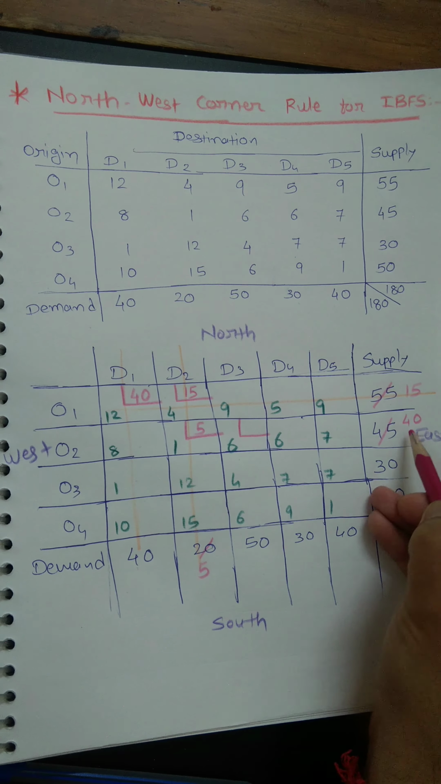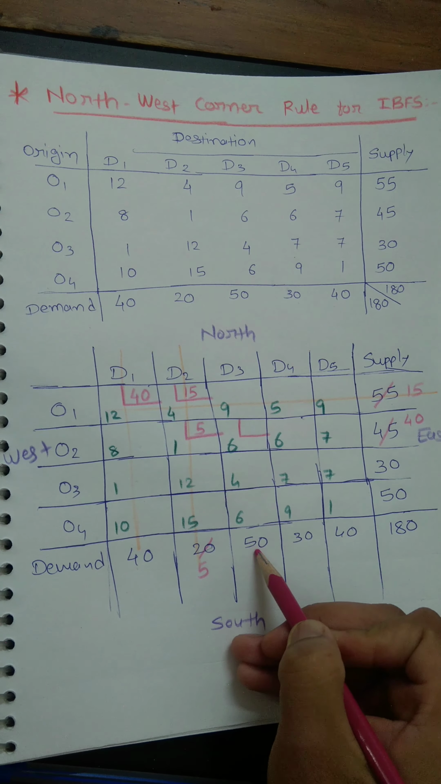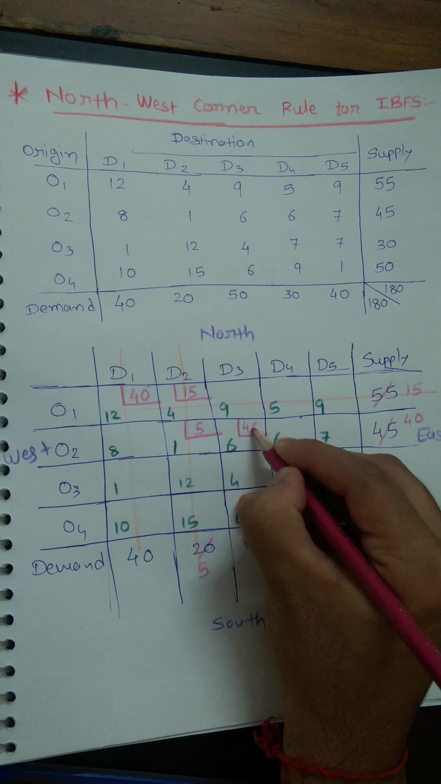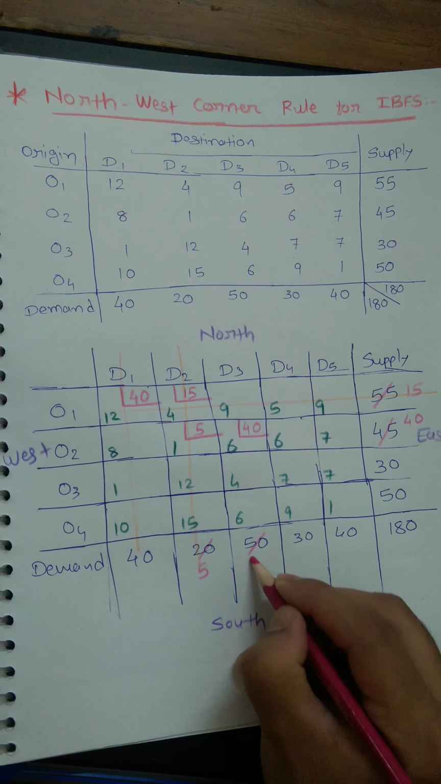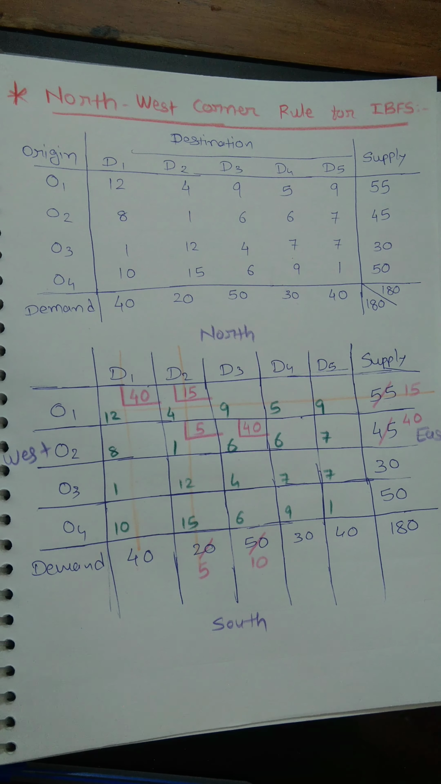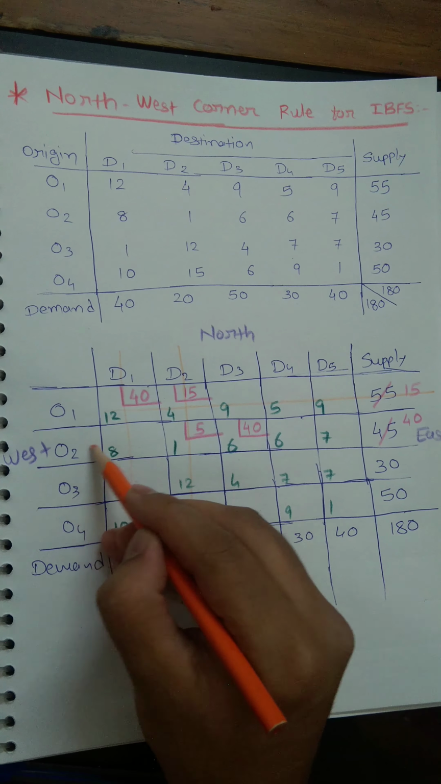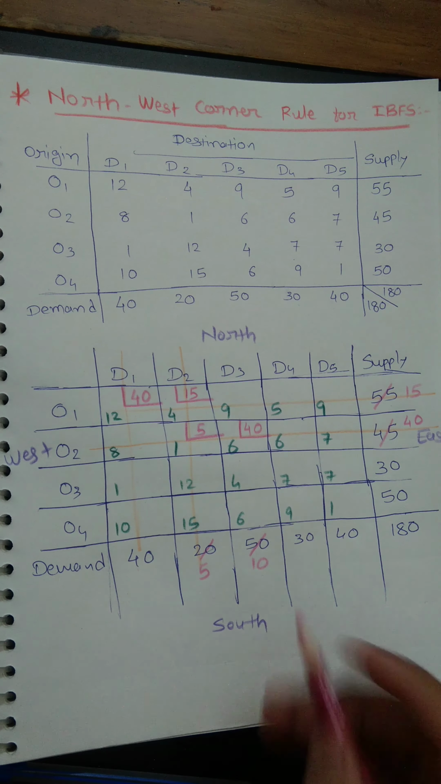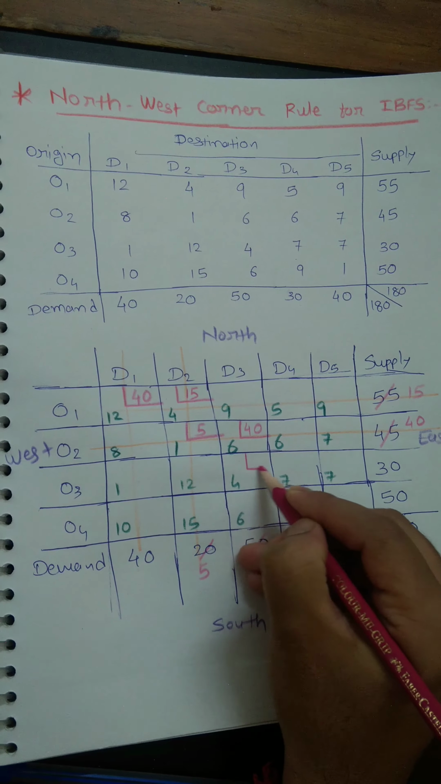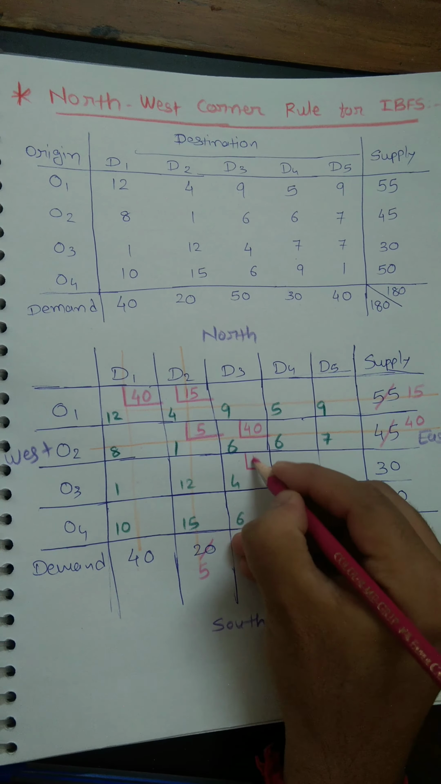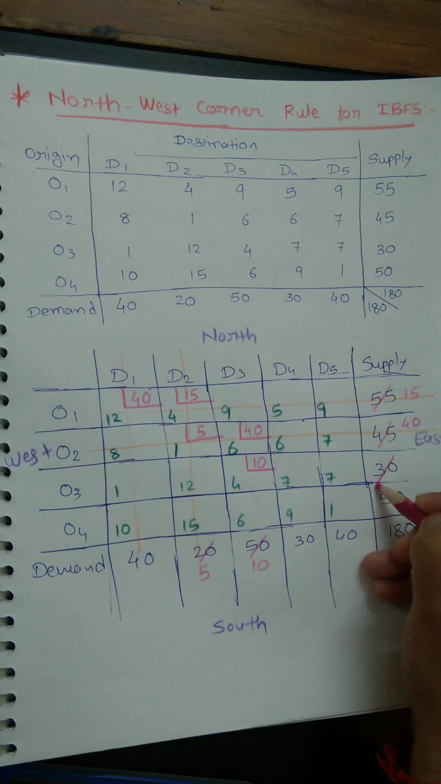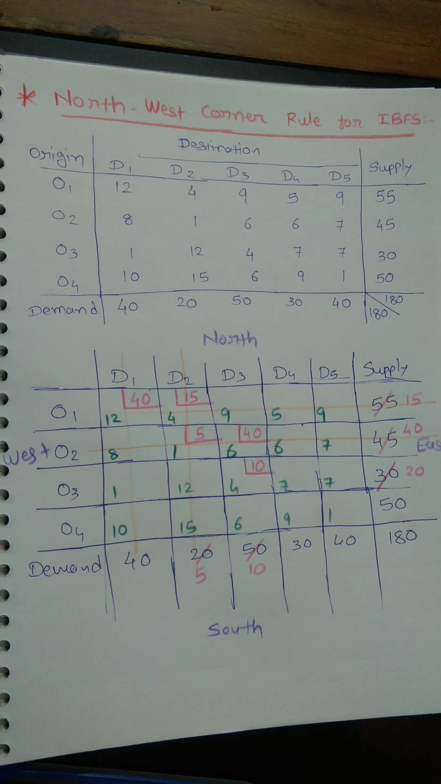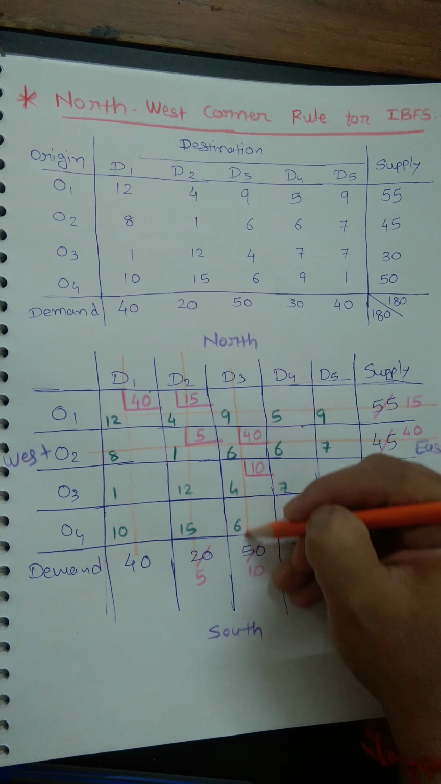40. Okay, and here it is 50, so I will write the lesser of the two, that is 40. 50 minus 40 will become 10, so 10 is left over here, and I will cancel out this row. Correct? Fine. Now in this particular cell, 10 and 30, so I will write 10. 30 minus 10 will become 20. Okay, I will cancel this column.